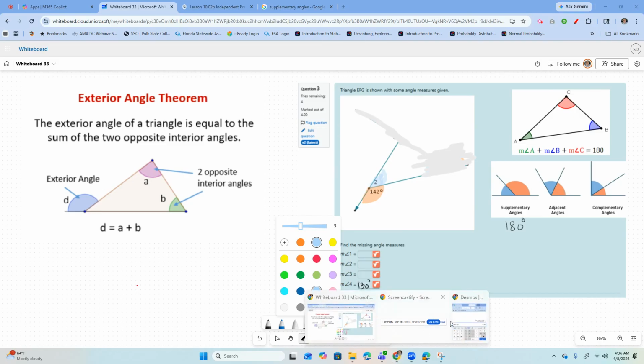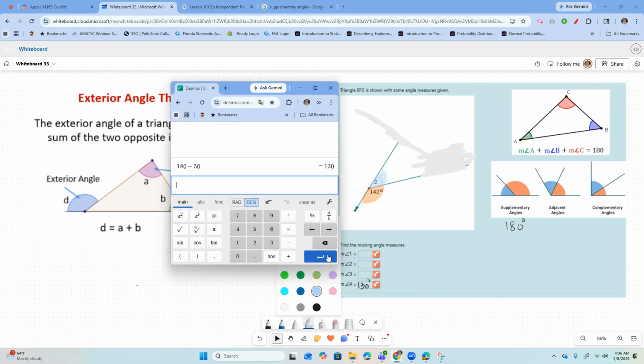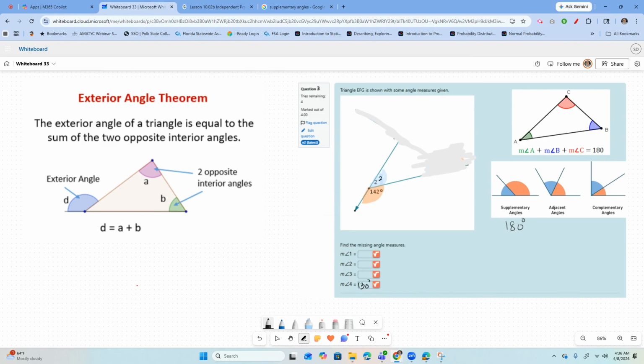So taking my calculator one more time, because I know these two angles add up to 180, I'm going to start with 180. How much do I need to add to 142 to get 180? So I'm going to subtract 142 from 180. And you can see I get 38 degrees. So angle number 2 here is 38 degrees. I'm going to put here in box number 2, 38 degrees.